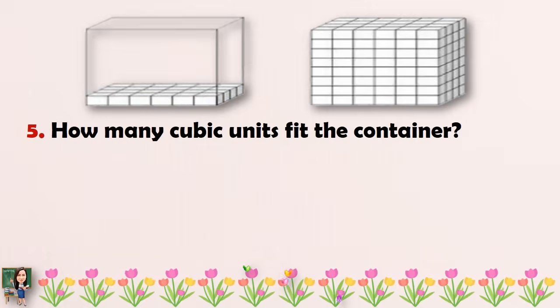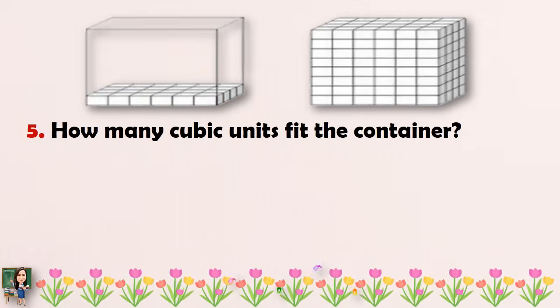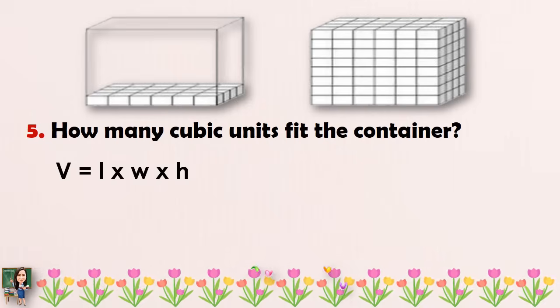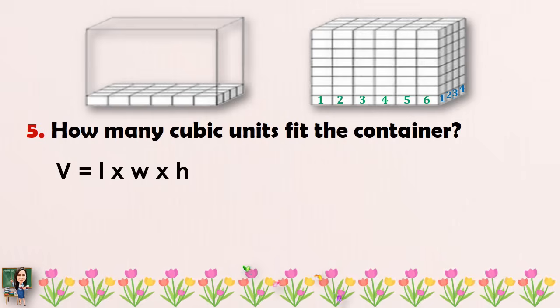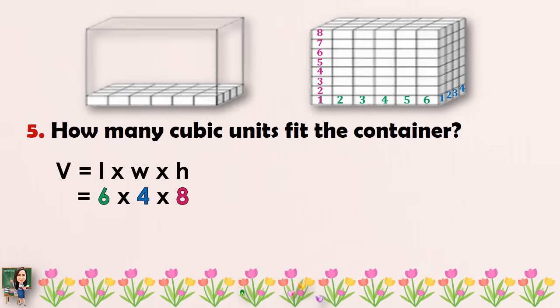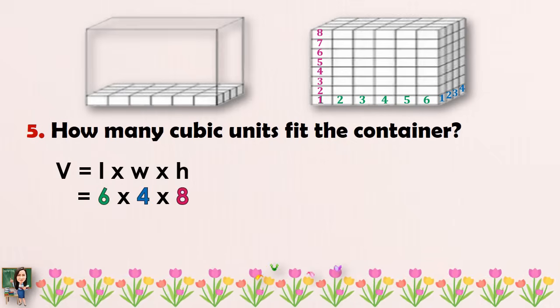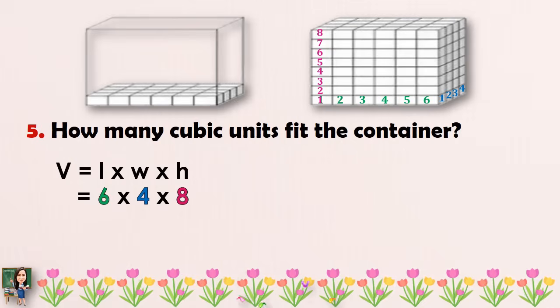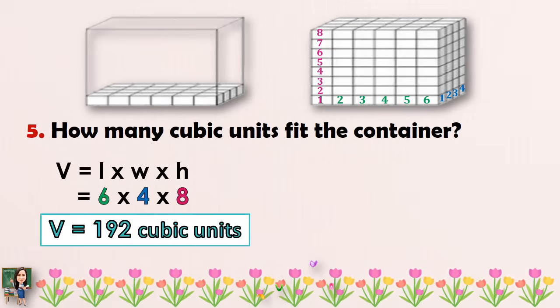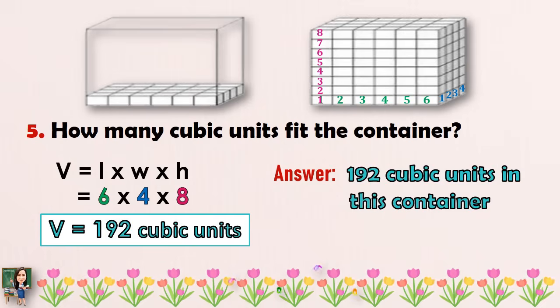And number 5, how many cubic units fit the container? The formula is volume equals length times width times height. So again, the length of this container has 6 cubic, the width has 4 cubic, and the height has 8 cubic. So length 6, width 4, height 8. 6 times 4 times 8 equals 192 cubic units. So therefore, there are 192 cubic units in this container.